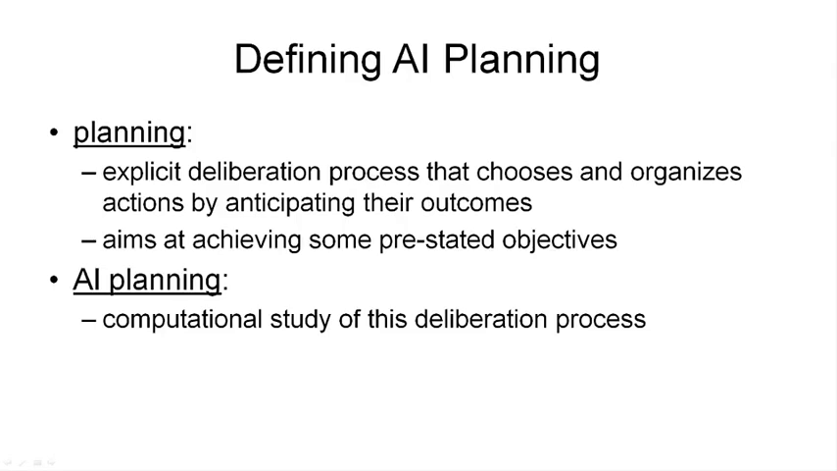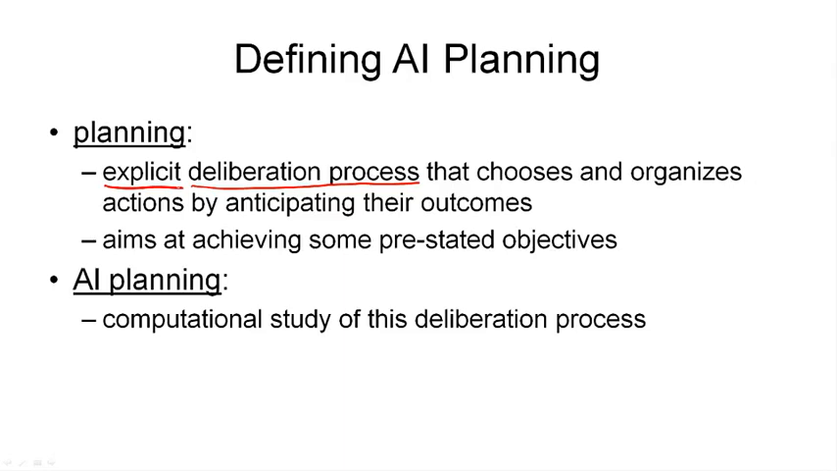What this says is planning is an explicit deliberation process. What this means is to plan, we need to think. It's a mental process where we think about the actions that we are trying to do. It also needs to be explicit thinking, which means it's conscious. It's not a subconscious process that's going on. We are aware that we are doing this planning. So we are thinking about planning.